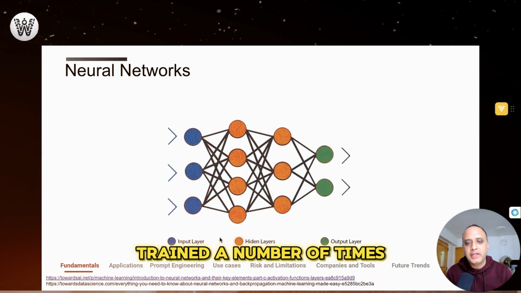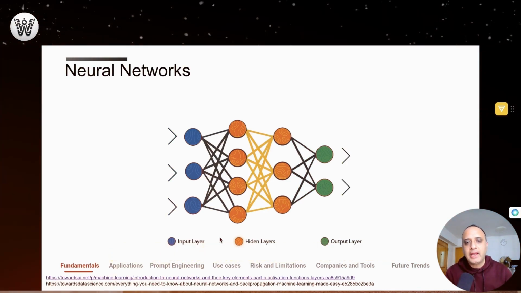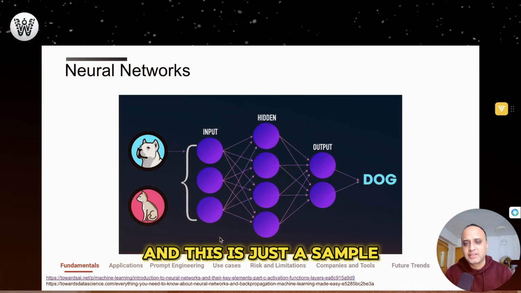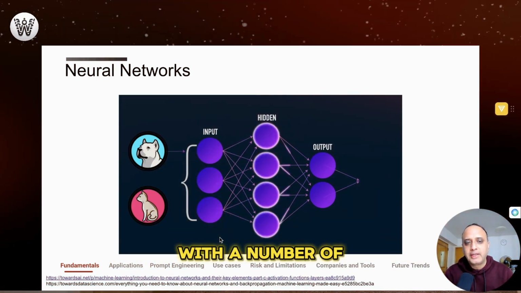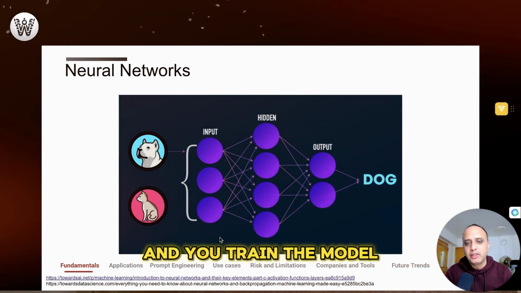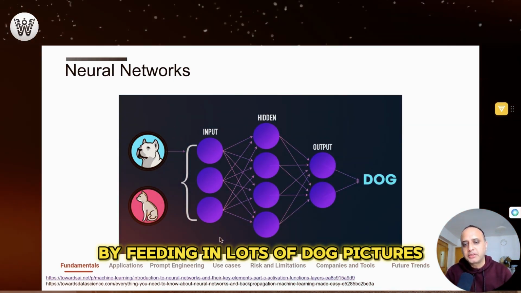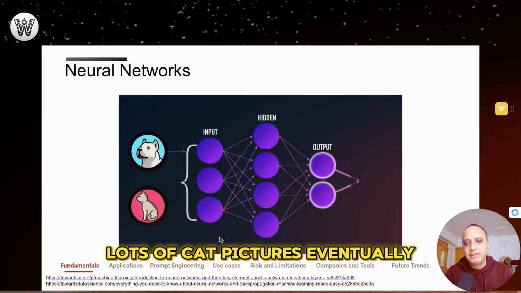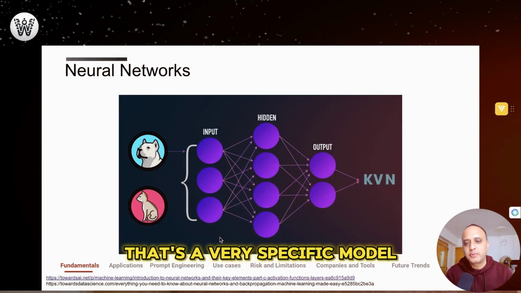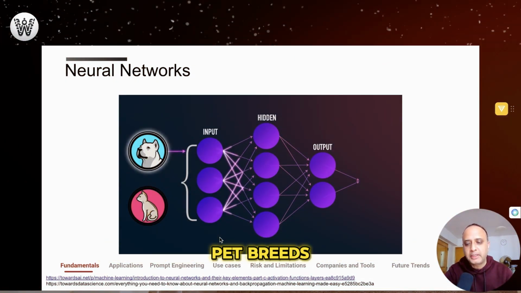So once the model is trained a number of times, it learns the representation between inputs and outputs, and is able to generalize thereafter. So for example, if you feed a neural network, and this is just a sample neural network, a number of pictures of, let's say, dogs and cats, and you train the model to recognize these pictures by feeding in lots of dog pictures, lots of cat pictures, eventually, the model learns how to recognize dogs and cats. So it's a very specific model, just trying to learn distinguishing between these two pet breeds.